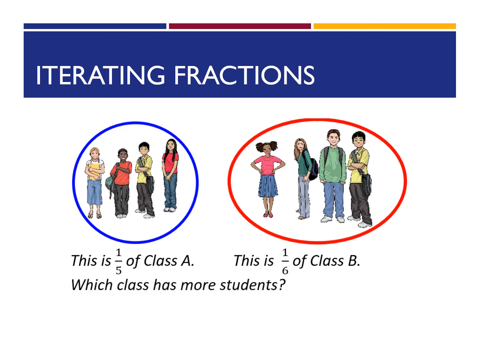So which class has more students in it? Of course it's class B, because class B has 6 lots of those 4 students, which is 24 students altogether. Class A has 5.